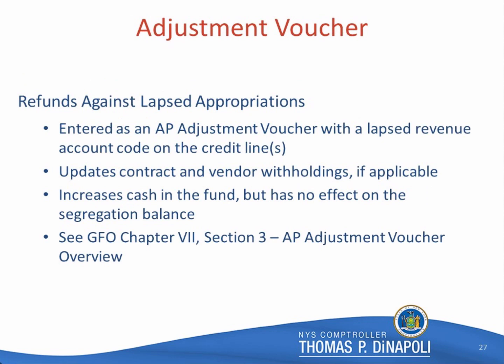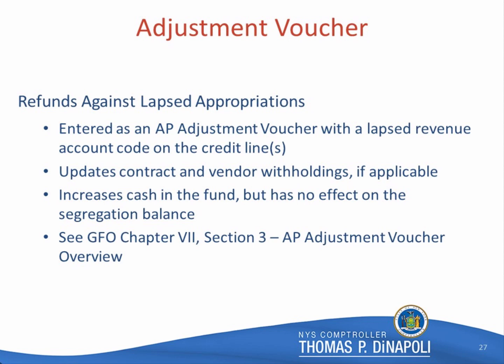Lapsed appropes, or ROAs processed against lapsed appropriations, are entered as an AP adjustment voucher with the lapsed revenue account code on the credit lines. The two most commonly used account codes are account code 32207 and 36121. Account code 36121 is used for a refund of lapsed federal appropriations, or the grant award is closed. Account code 32207 is used for all other refund of lapsed appropriations.